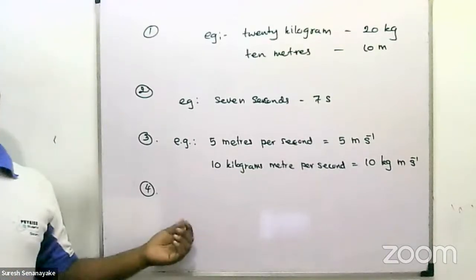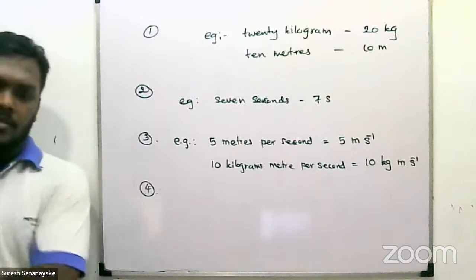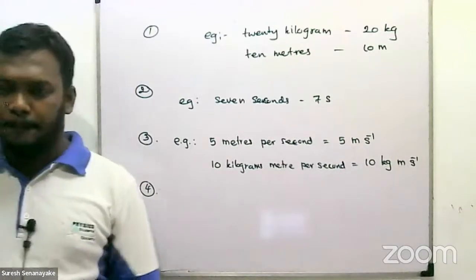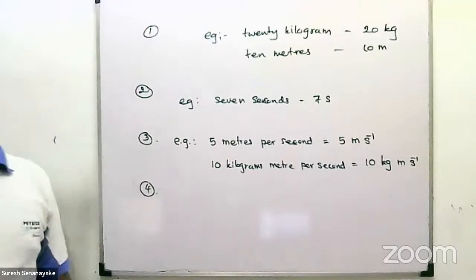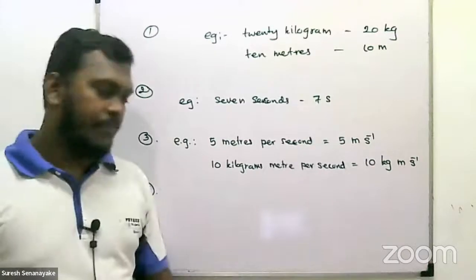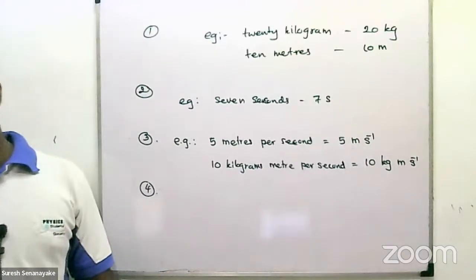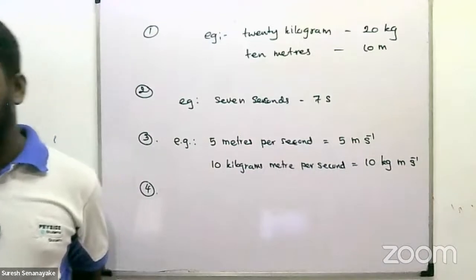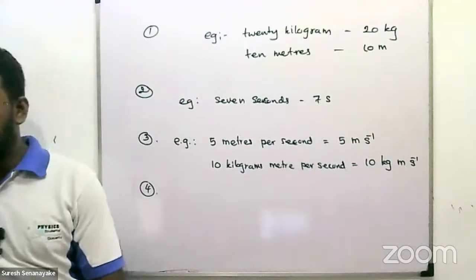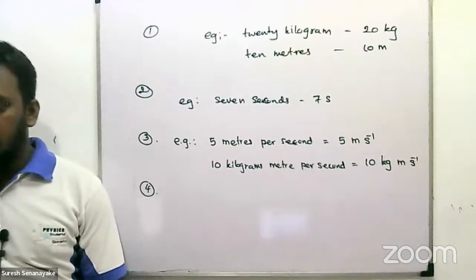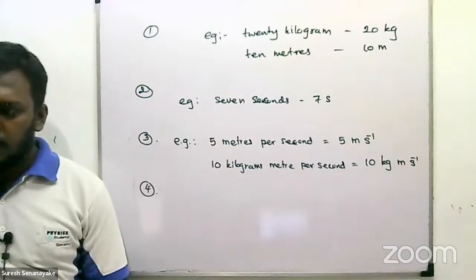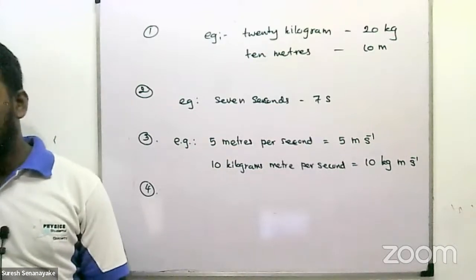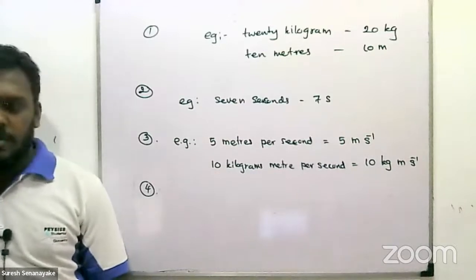Fourth one. In writing the value of a physical quantity with a prefix, the symbol corresponding to the prefix should be written in front of the SI unit symbol.